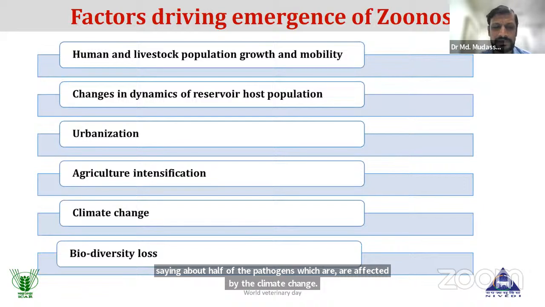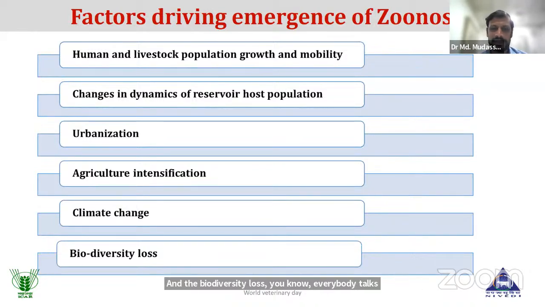And the biodiversity loss, everybody talks about biodiversity. We need to have biodiversity, if we talk of agricultural biodiversity, or forest diversity, everything is important. When there is a lot of biodiversity, the pathogen spillover is less. So there are a lot of concepts on that. We'll not go into the details. So these are the major factors which are driving the emergence of zoonotic diseases.